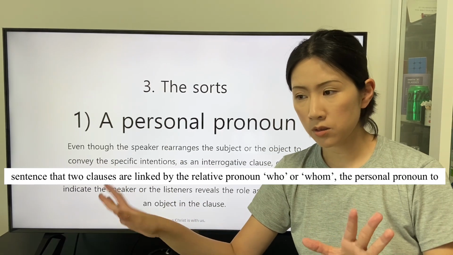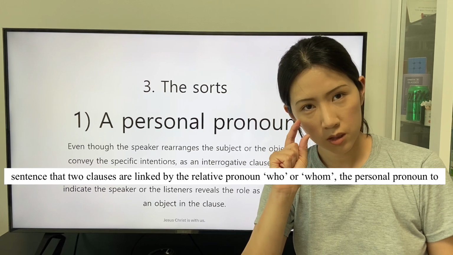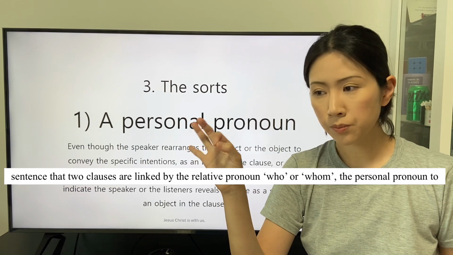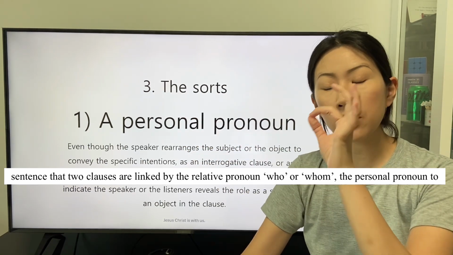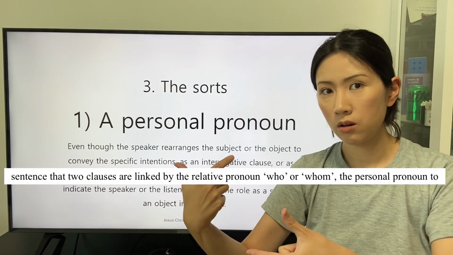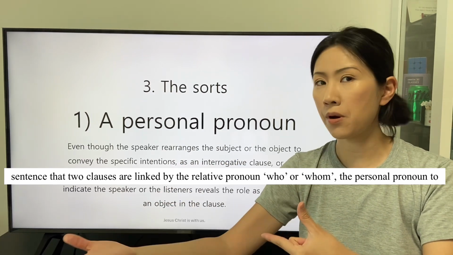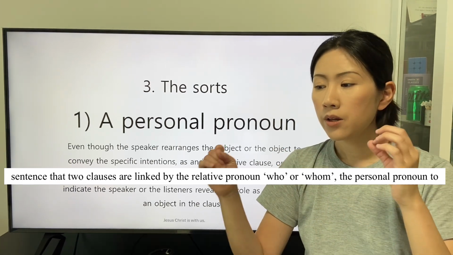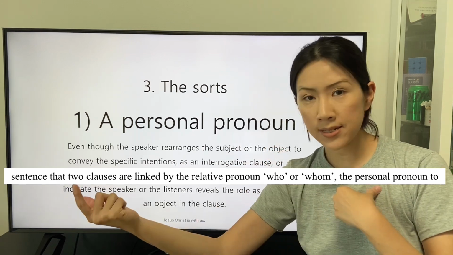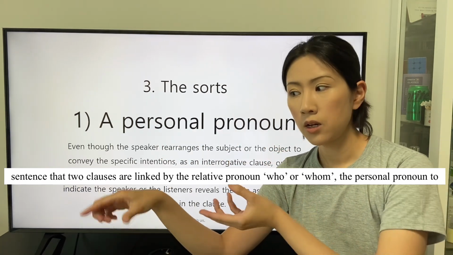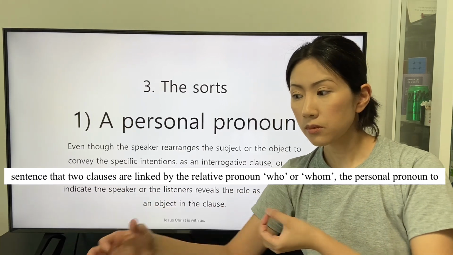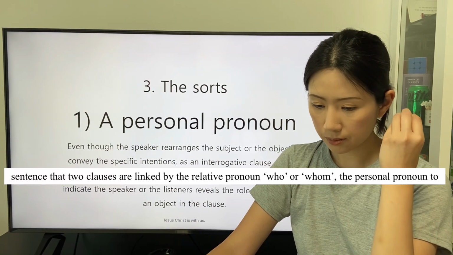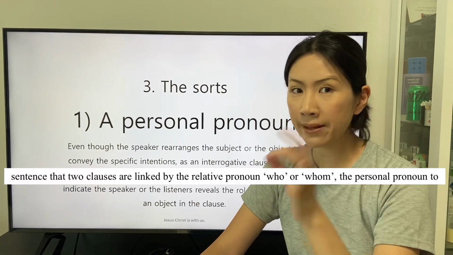In the subordinate clause, the personal pronoun to indicate a subject exists. The speaker replaces the subject indicated by the personal pronoun with the relative pronoun who. The speaker replaces the object in a subordinate clause indicated by a personal pronoun with the relative pronoun whom.